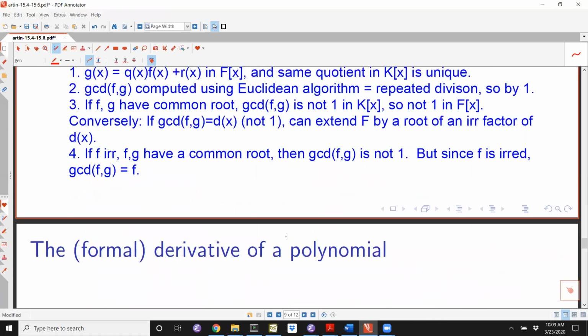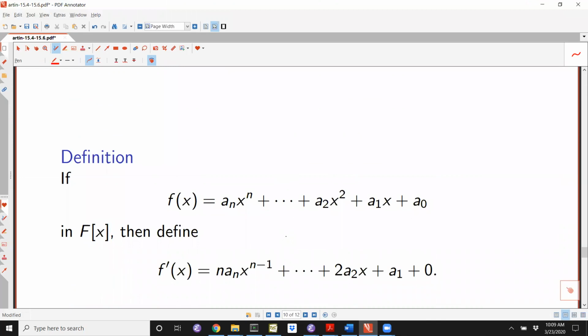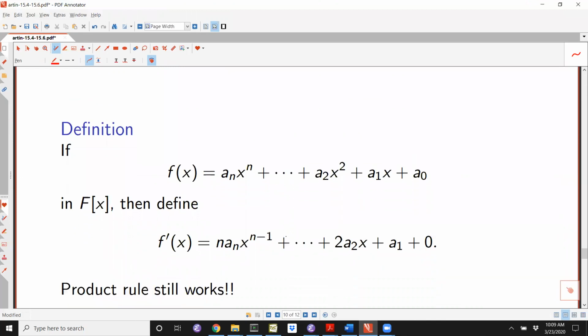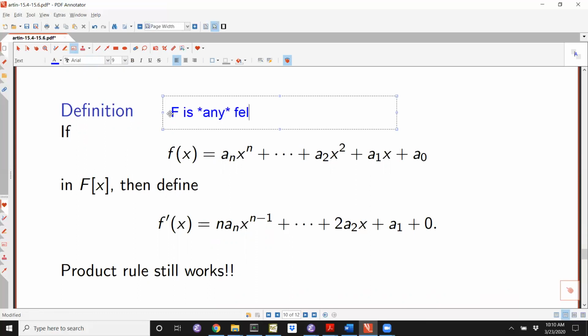Okay, so let's do the formal derivative of a polynomial, which I don't know if it's the coolest thing, but it's super fun. So the fact is, if f of x is a polynomial, and the strange thing about this is that F is an arbitrary field, e.g. F is equal to Z mod p.